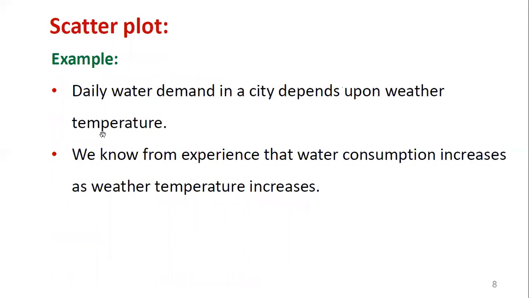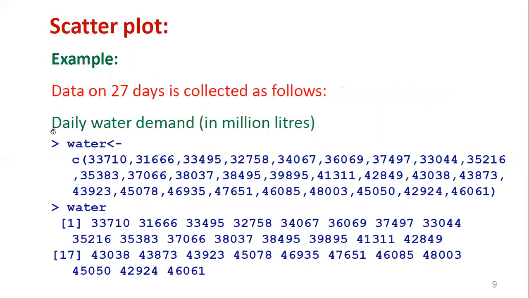Now let us take one real-time example. Daily water demand in a city depends upon the weather temperature. We know from experience that water consumption increases as weather temperature increases. Now, data on 27 days is collected as follows: daily water demand in million liters, so 27 observations are taken here.